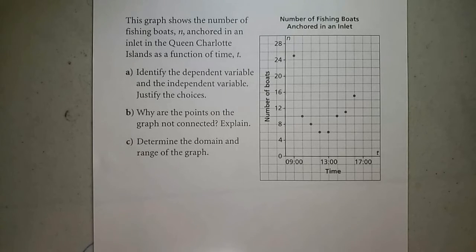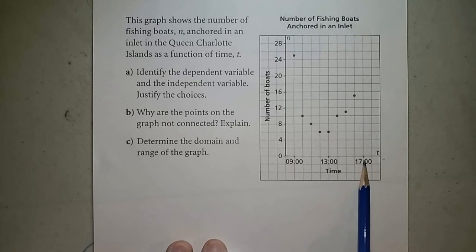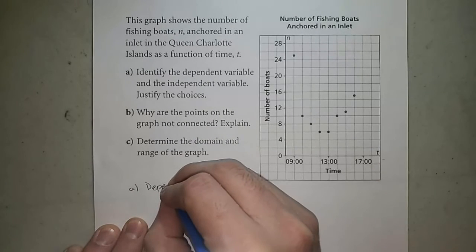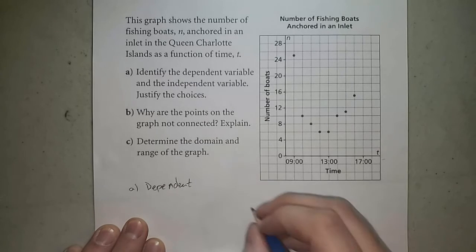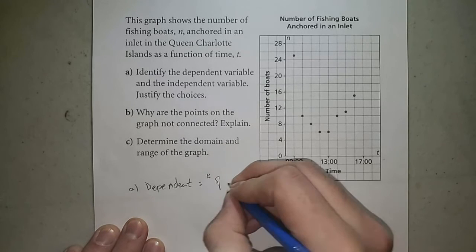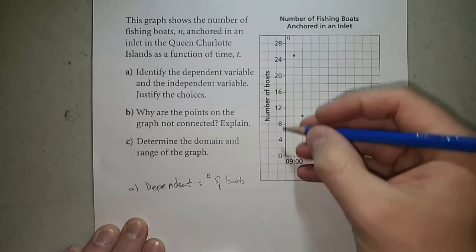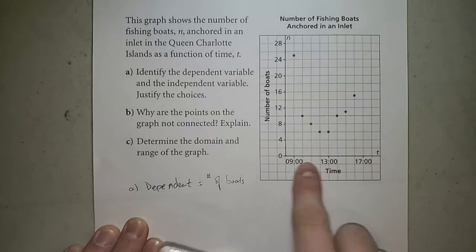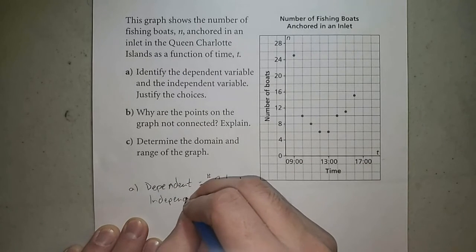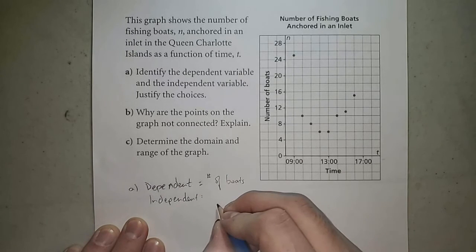So when we're looking at dependent and independent variables, if you've drawn your graph correctly, your independent variable will be on the x, right? That's sort of your input. So in this case, our dependent will be on the y-axis, so that will be the number of boats, right? That's sort of the output, right? It kind of depends on what time it is. And our independent will be time.